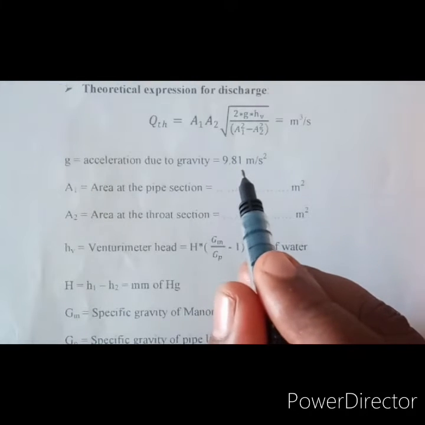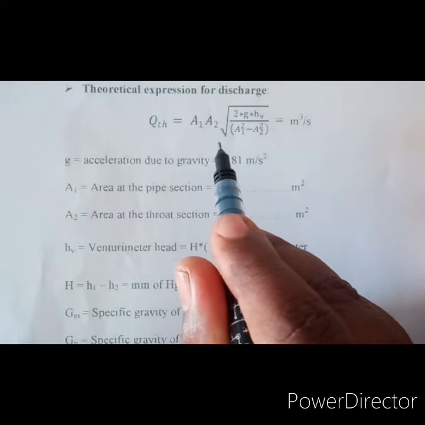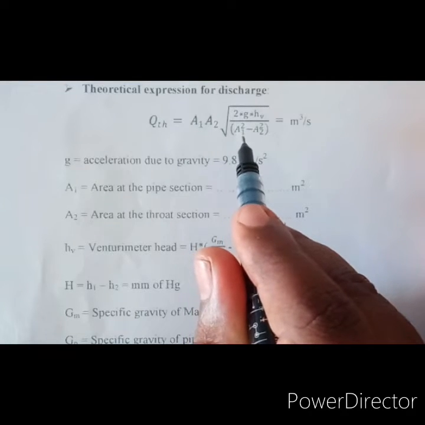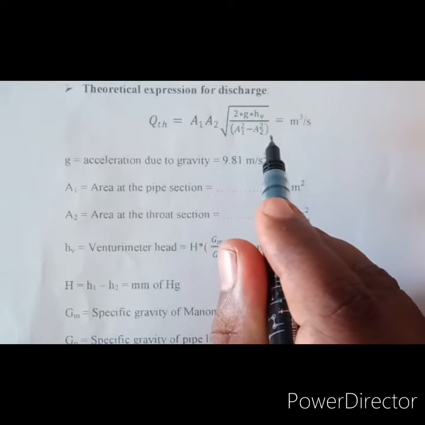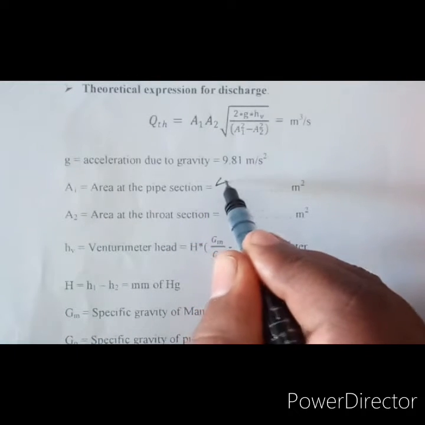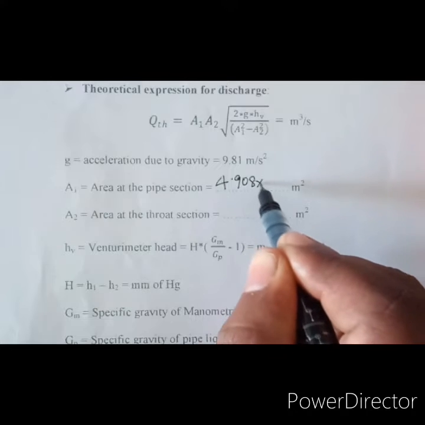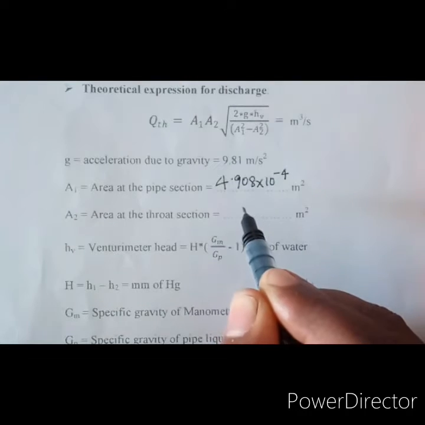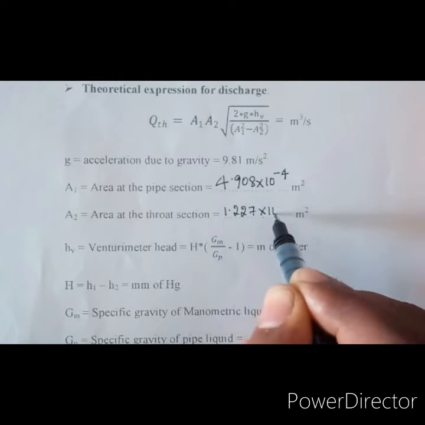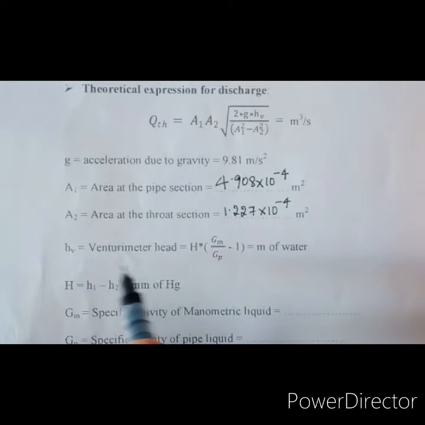The theoretical discharge in a Venturimeter is given by the formula Q theoretical is equal to A1 into A2 into square root of 2g into Hv divided by square root of A1 square minus A2 square, where A1 is the area at the inlet, which is given by 4.908 into 10 power minus 4 meter square. A2 is the area at the throat section, which is taken as 1.227 into 10 power minus 4 meter square. Hv is the Venturi head, that means the pressure difference in the manometer between the inlet and the throat section in terms of meter of water.